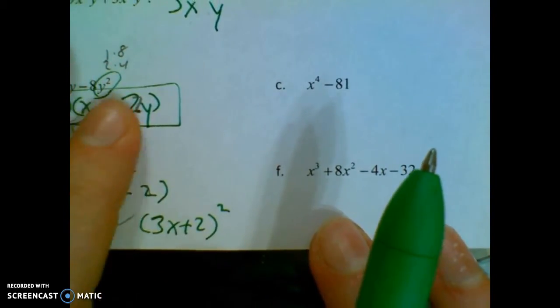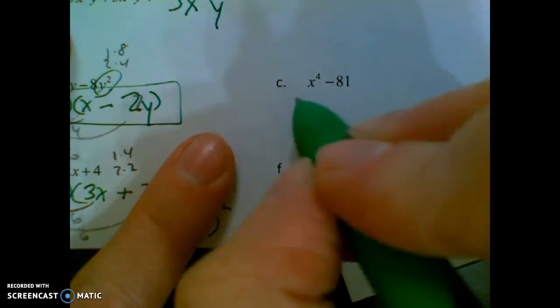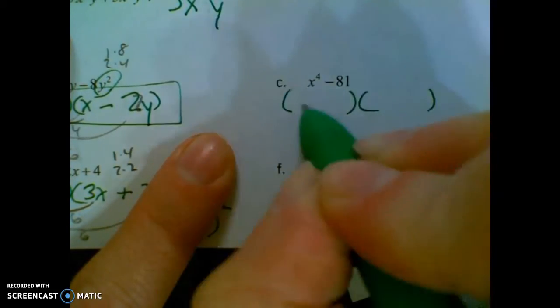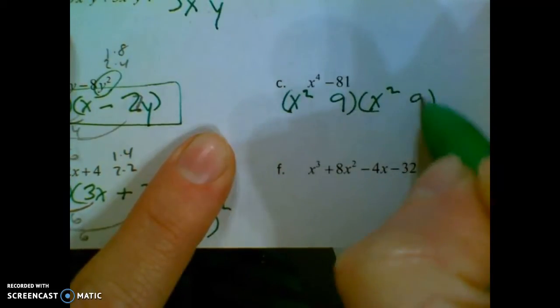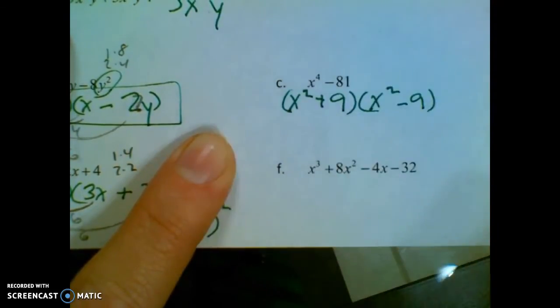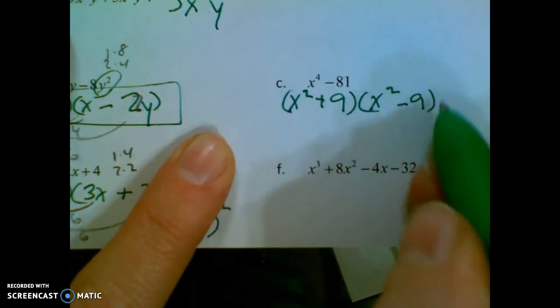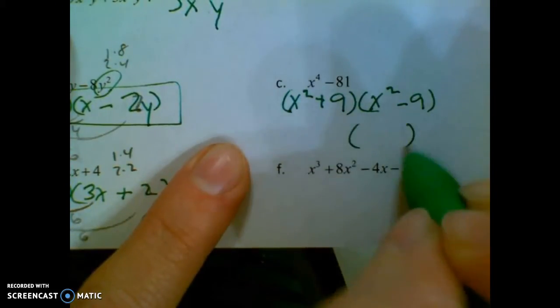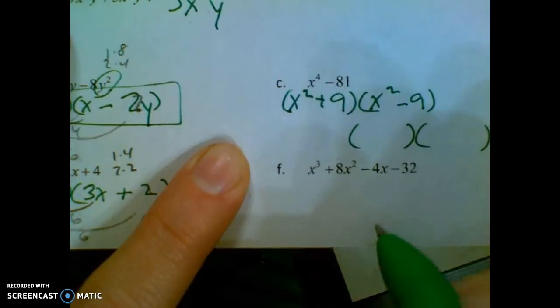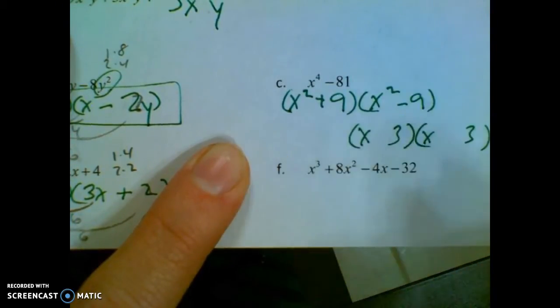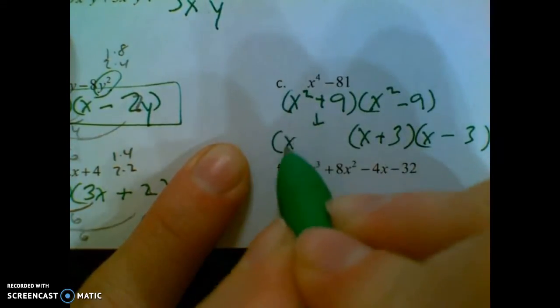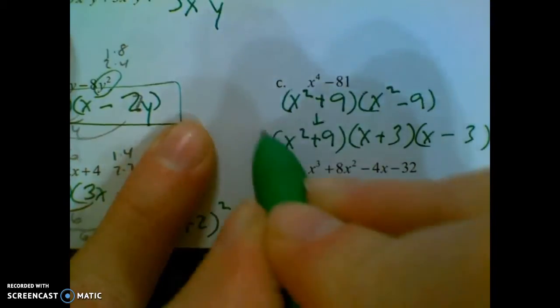Okay, letter C is difference of perfect squares. So how do you get x to the 4th? Well, that's x squared and x squared. How do you get 81? Well, it's 9 and 9. Make 1 plus, make 1 minus. Good to go, except now I have another difference of perfect squares in this guy. How do I get x squared? It's x times x. How do I get 9? Well, that's 3 times 3. Make 1 plus, make 1 minus. And don't forget to bring down your first factor you had already done.